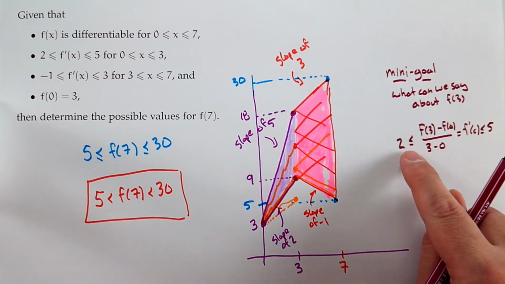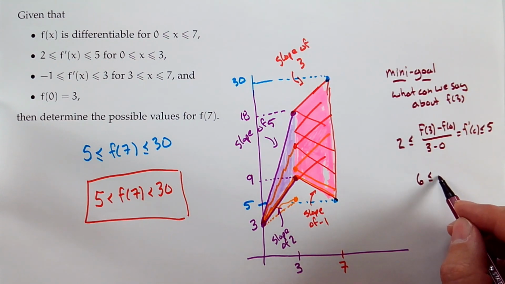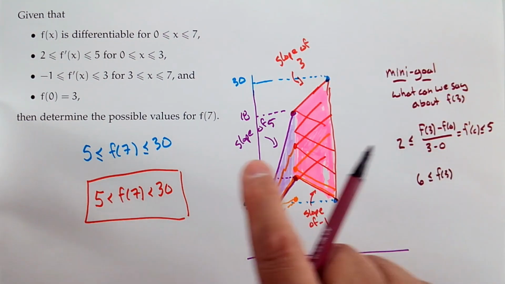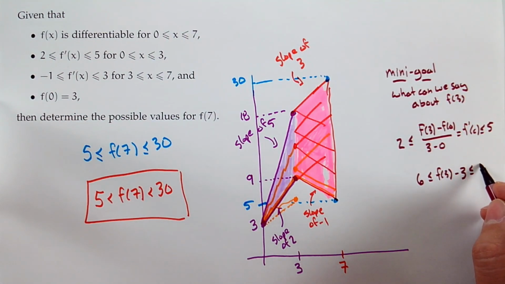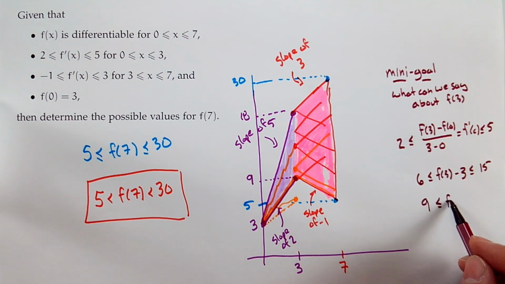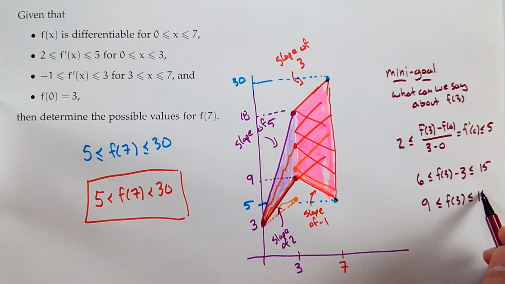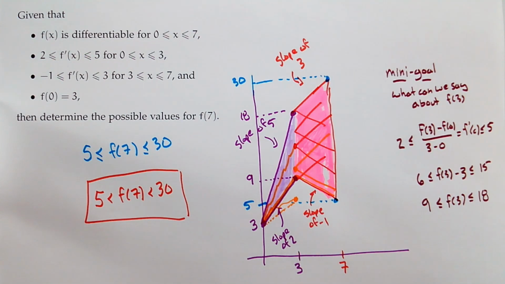Now, if you multiply out by 3, you can get that 6 is less than or equal to f of 3 minus f of 0, which we know is 3. So minus 3 is less than or equal to 15. And now if you add 3, 9 is less than or equal to f of 3 is less than or equal to 18. And now, lo and behold, that's exactly what we were saying here. So once you know f of 3 is between 9 and 18, well, what about f of 7?